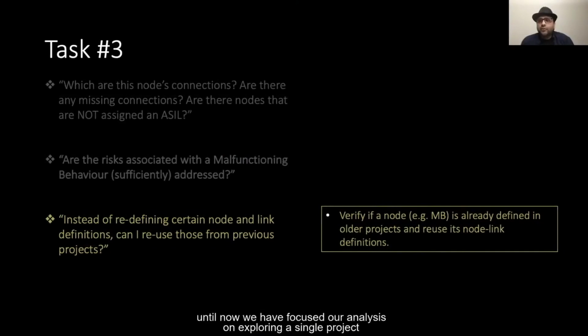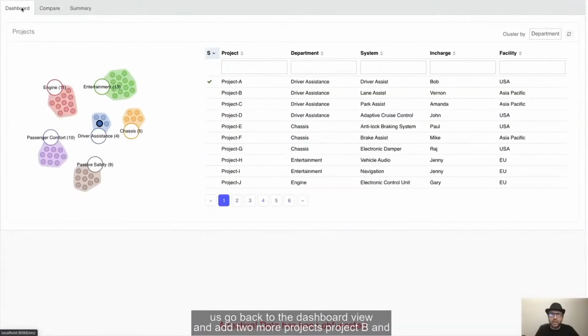Until now, we have focused our analysis on exploring a single project. Safety Lens also supports comparative analysis among multiple projects. So let us compare multiple functional safety projects and find a project with a node, for example, a malfunctioning behavior, that can be reused in another project. To illustrate this, let us go back to the dashboard view and add two more projects, Project B and Project C.